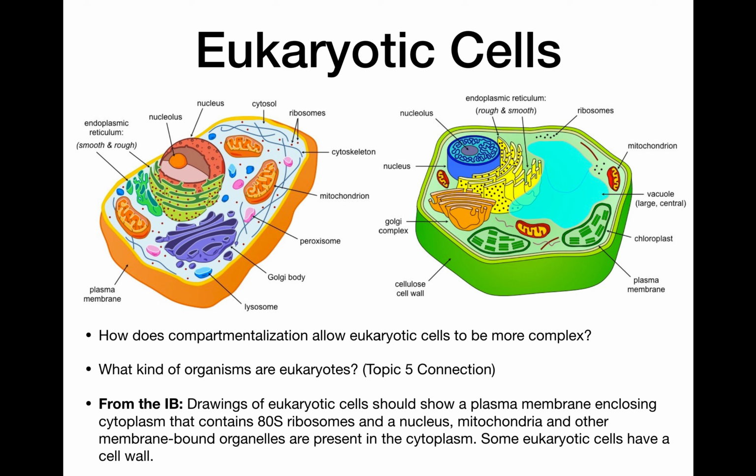What the IB would like you to be able to do when you're drawing a eukaryotic cell is show the plasma membrane enclosing a cytoplasm that contains 80S ribosomes. Remember, we're going to differentiate between the two kinds of ribosomes in a little bit, and a nucleus. Mitochondria and other membrane-bound organelles are present in the cytoplasm. So you could include the Golgi body, lysosomes, endoplasmic reticulum, ribosomes, all those kinds of things. Some eukaryotic cells have a cell wall, and some are mostly plant cells.